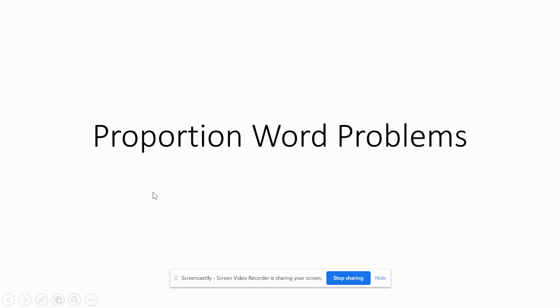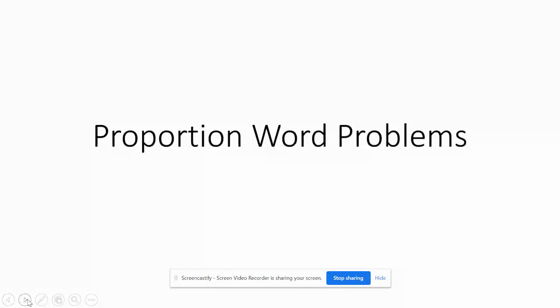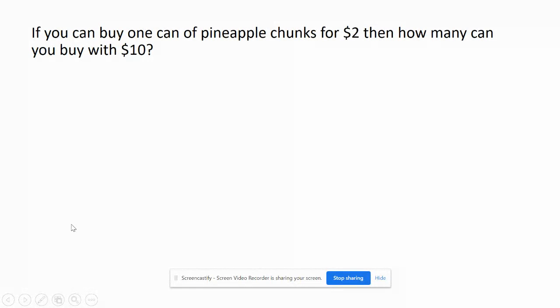This week we are talking about proportion word problems. Okay, don't let word problems scare you or run you away. Of course, proportions are proportions. It doesn't matter if they're word problems or not, right? So an example of this would be this question here.